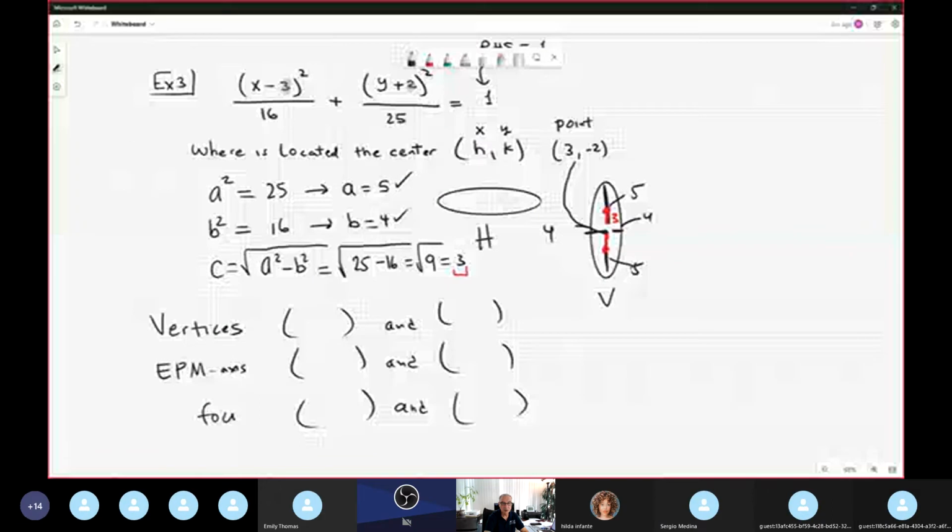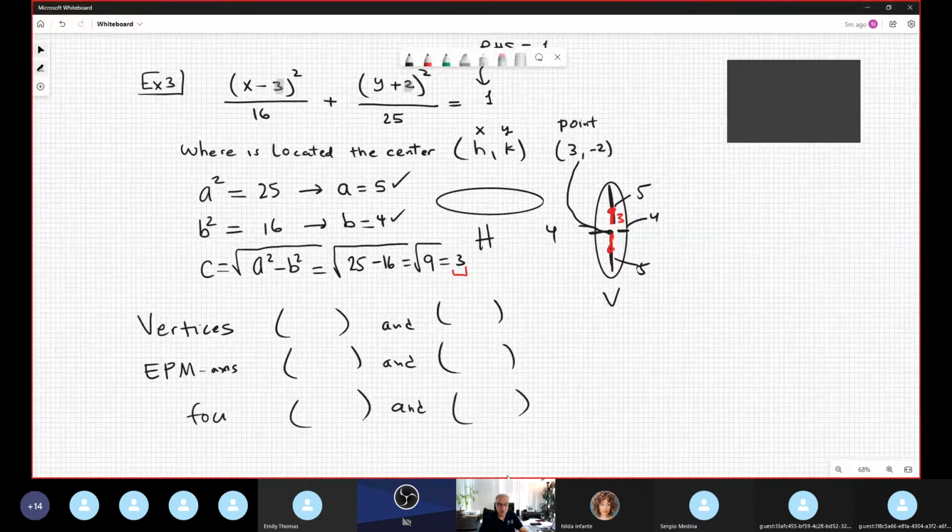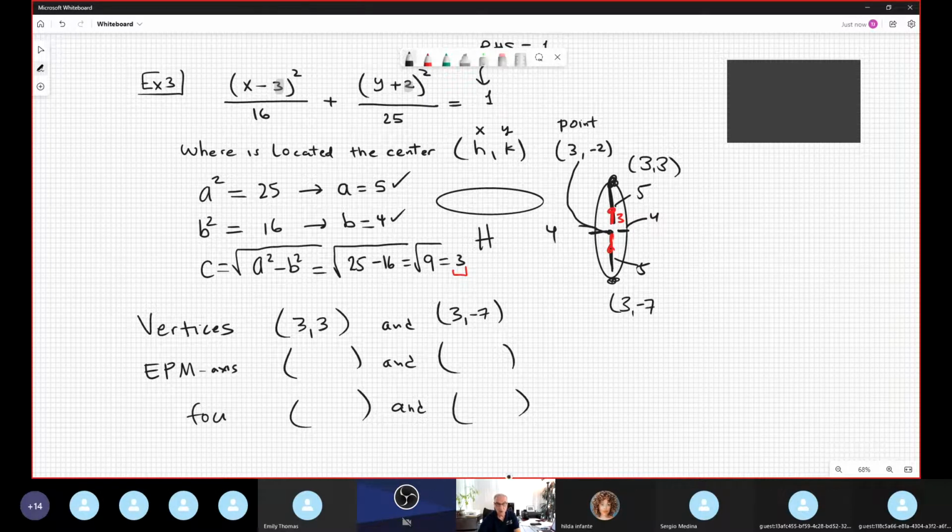Okay, the vertex is located at the point 3, 3. I saw something like that in there. 3, 3 and 3, -7. At this point is 3, 3, and this point is 3, -7, because this point is the center.